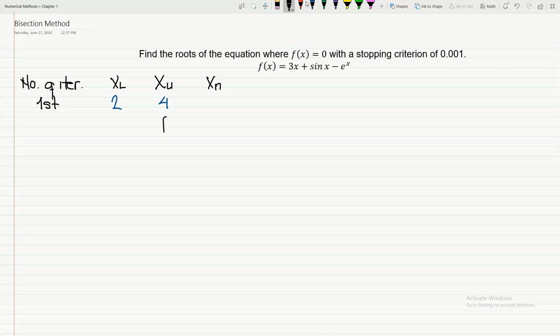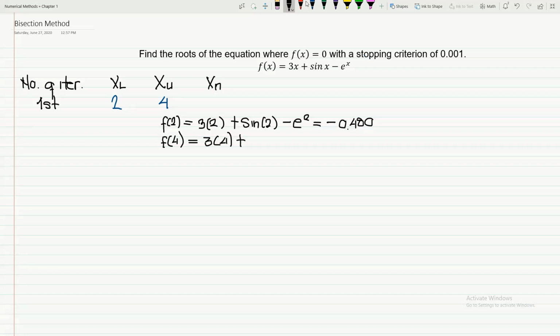By substituting the lower limit to the function, f of 2 is equal to 3 multiplied by 2 plus sine of 2 minus e raised to 2, which is equal to negative 0.480. And by substituting the upper limit to the function, f of 4 is equal to 3 multiplied by 4 plus sine of 4 minus e raised to 4, and that is equal to negative 43.355. Since both values have the same sign, the solution will not converge and we have to update our initial guesses.